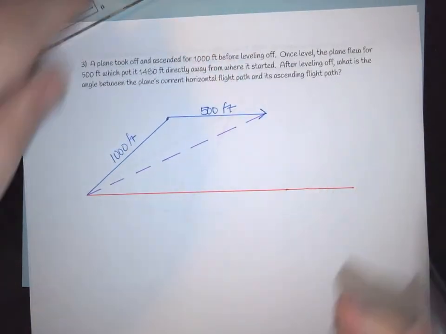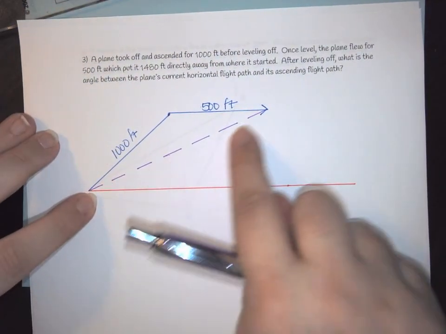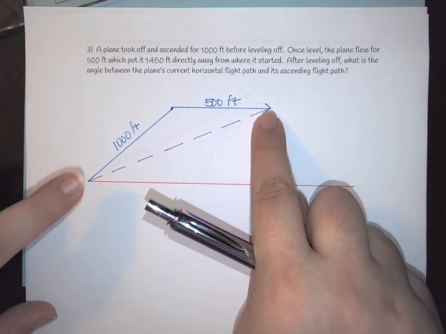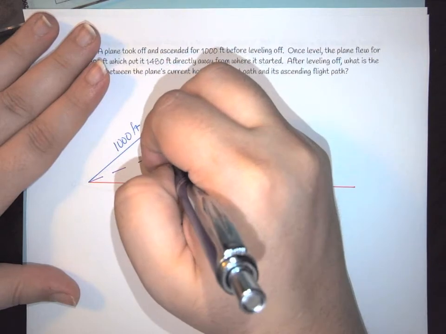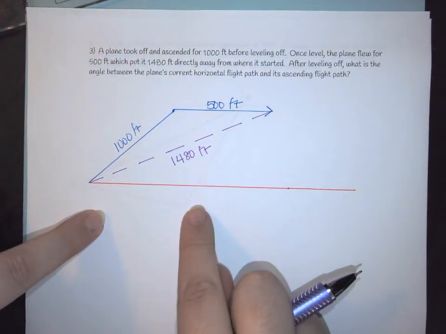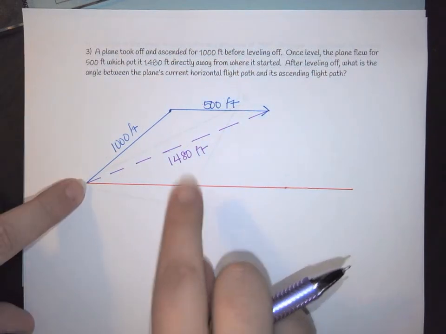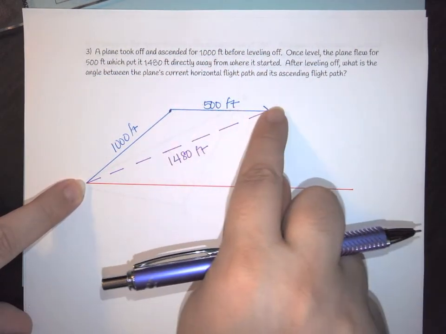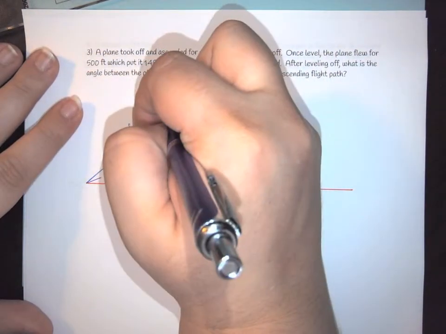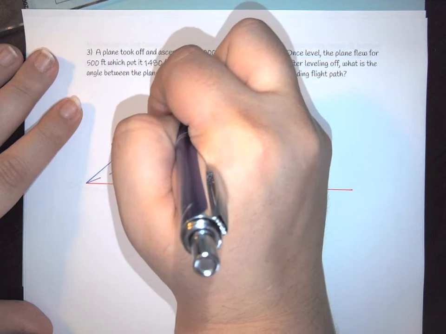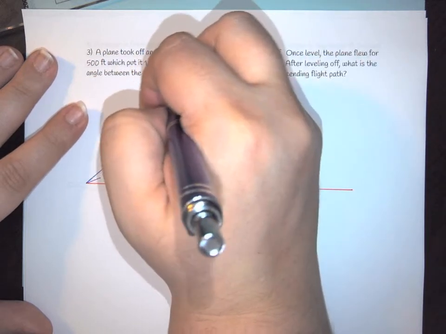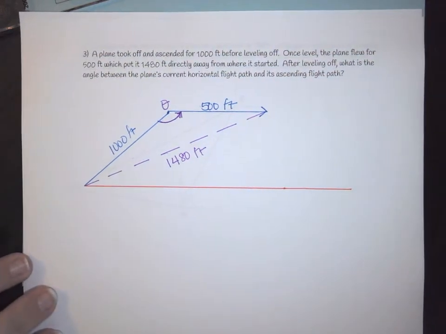And one of the things that we were told is that after flying 500 feet, we are 1,480 feet away from the starting point. So that makes this 1,480 feet. And we want to know the angle between the plane's current horizontal path, so this path here, and the ascending flight. So we are looking for this angle right here. Okay? We can go ahead and call that angle theta. So that is the missing angle.